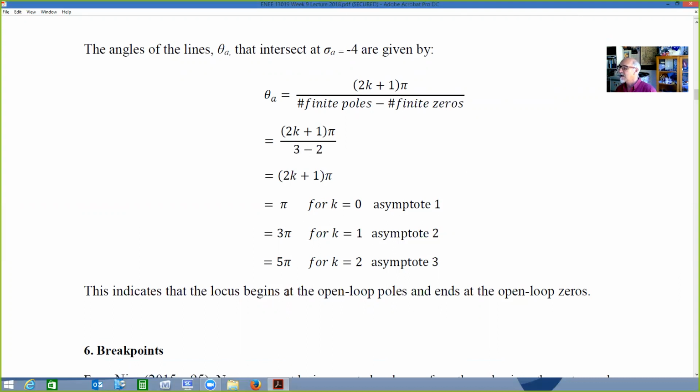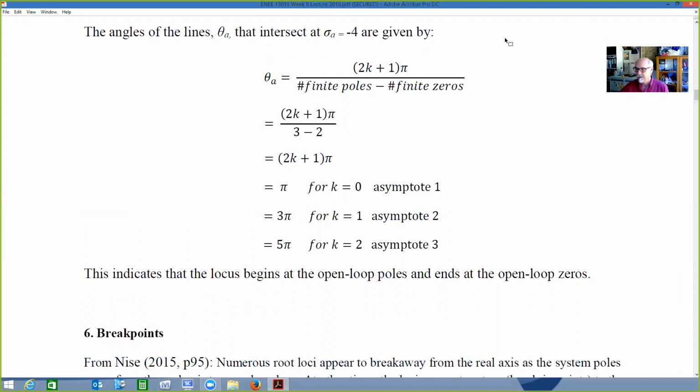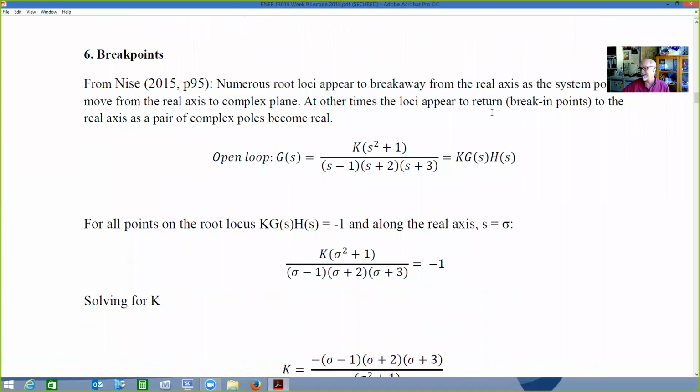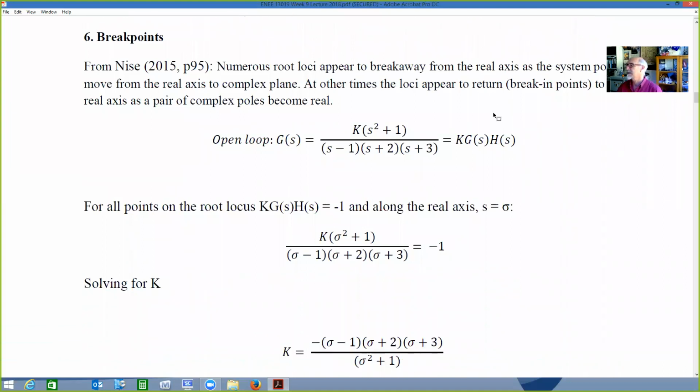So this indicates that the locus begins at the open loop poles and ends at the open loop zeros. Again, this is all just bits of information. You'll see that finally we'll put it all together and be able to plot out our root locus. A root locus is just a graph. It's just a fancy way to say that we've got a range of points that we're plotting out. Again, root locus is a mathematical expression.